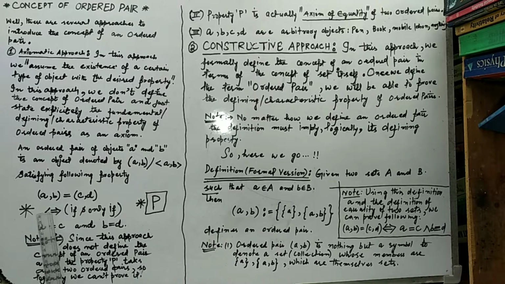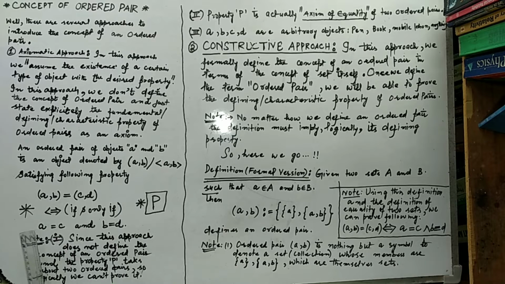This fundamental property says that the ordered pair (A, B) is equal to the ordered pair (C, D) if and only if, this symbol is read as if and only if, this thing happens. What? A is equal to C and B is equal to D. I mean, this statement tells me that if it is given that those two ordered pairs are equal, then what should I imply? I should immediately imply that A is equal to C and B is equal to D.